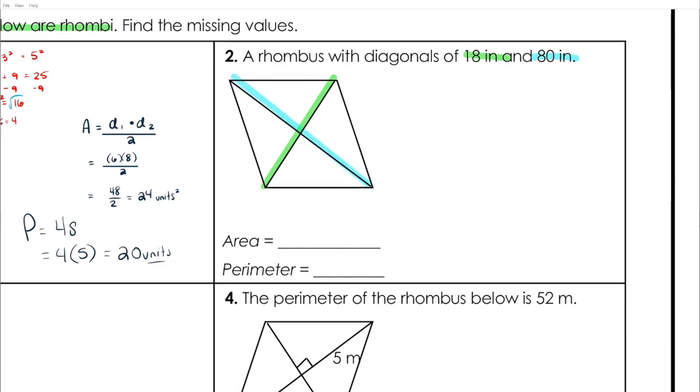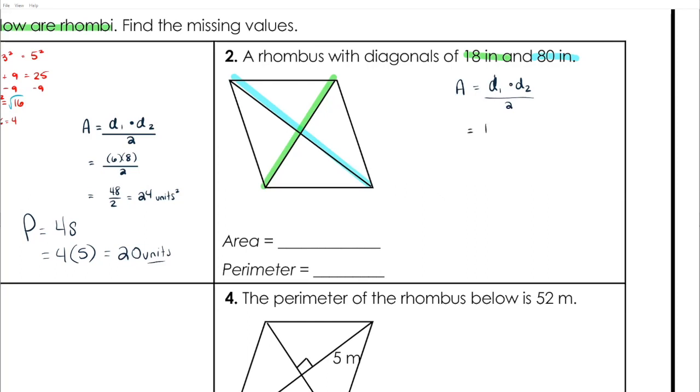So on this one, right out the gate, we can solve for area. Because all we need for area is diagonal 1 times diagonal 2 over 2. Do we have diagonal 1? Check. Do we have diagonal 2? Absolutely. Which means we have everything we need to be able to find our area.